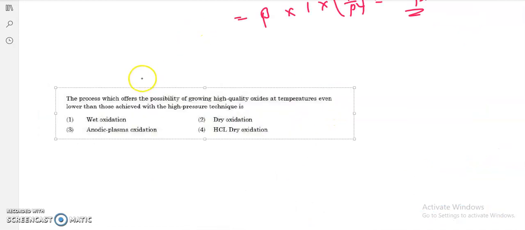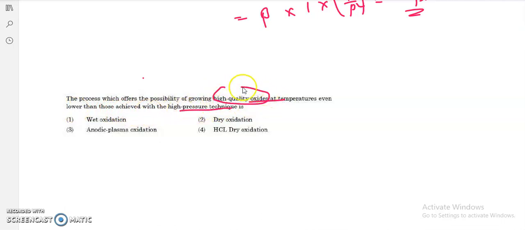And now coming to the next question, the process which offers the possibility of growing high quality oxides at temperatures even lower than those achieved with the high pressure technique. Always the high quality oxides can be obtained with the help of dry oxidation only. It is a theory bit, you have to remember that dry oxidation is responsible for high quality oxides.